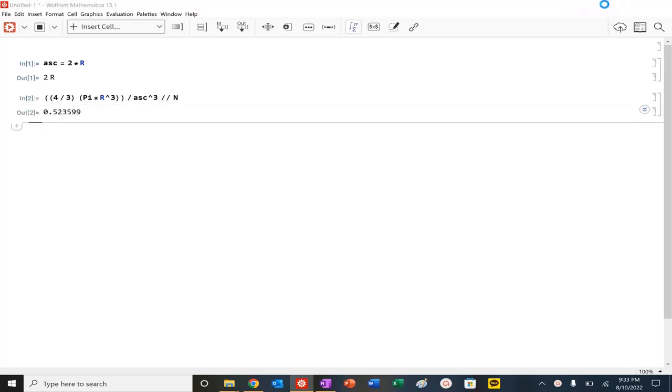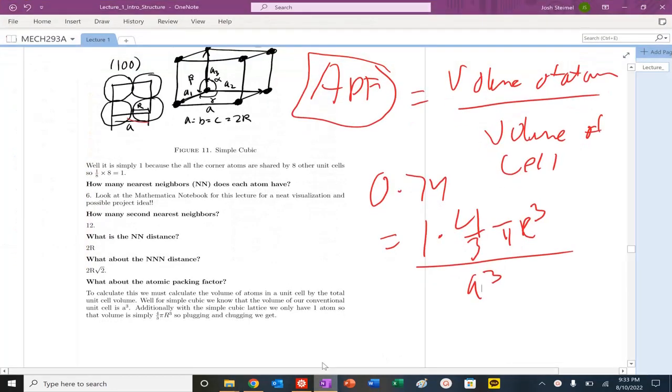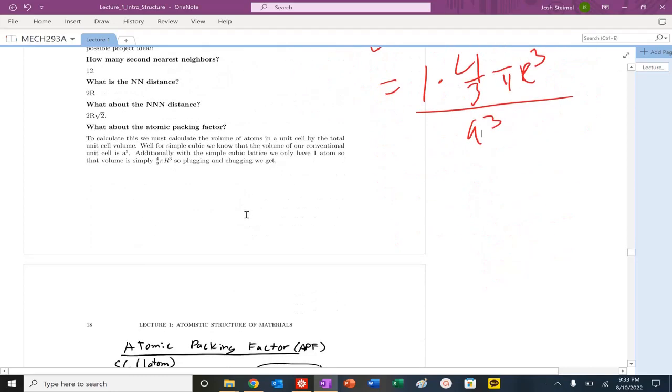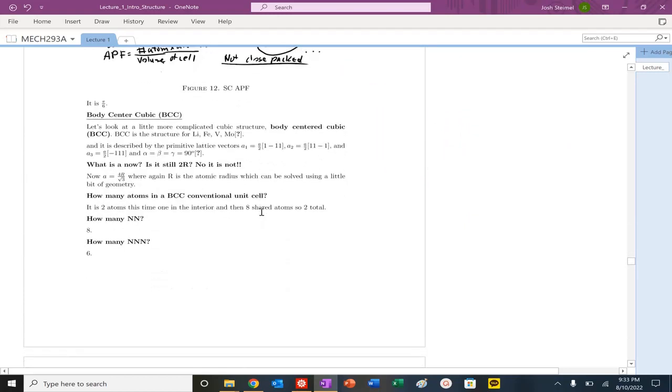And then let's look at this numerically. So this is not a close packed structure. If it's not a close packed structure, that is going to have some severe implications on the mechanical properties, and we'll see that as we move forward. Excellent. So we've already calculated that. What about BCC?